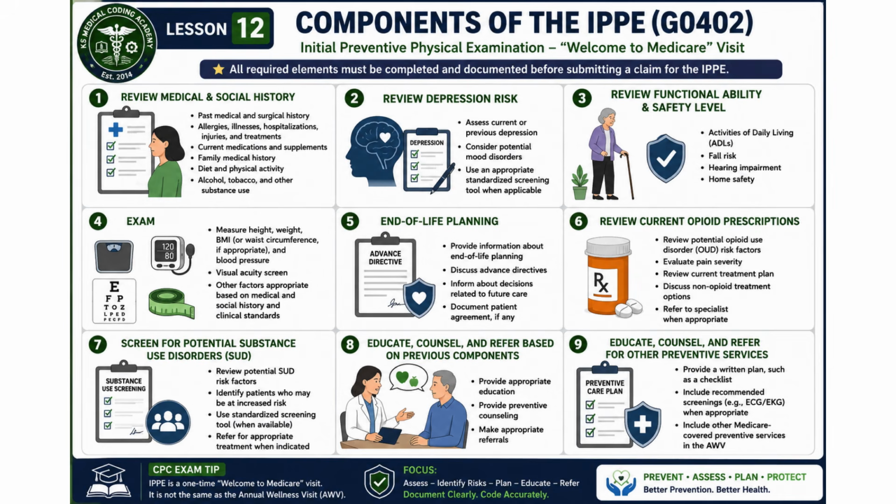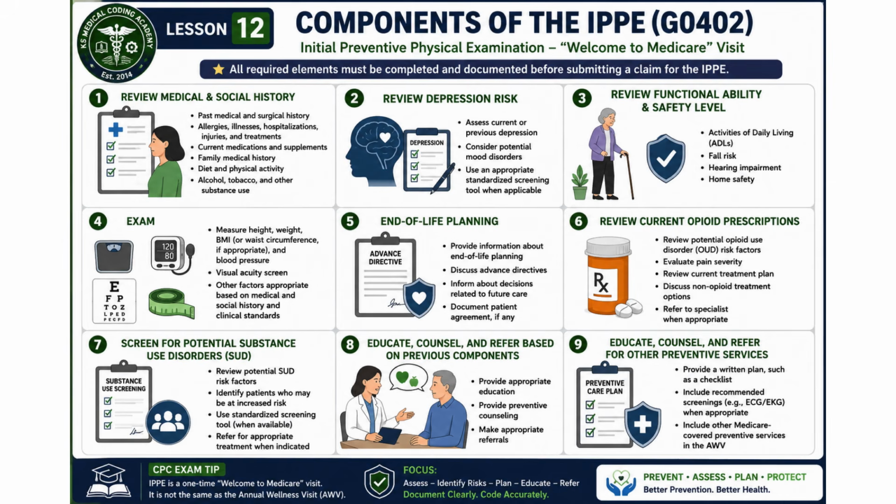The provider may discuss or provide information about advance directives, including the patient's ability to document healthcare wishes if an illness or injury prevents the patient from making healthcare decisions. Component 6 is the review of current opioid prescriptions. When the patient has a current opioid prescription, the provider reviews potential opioid use disorder risk factors, evaluates pain severity in the current treatment plan, provides information about non-opioid treatment options, and refers the patient to a specialist when appropriate.